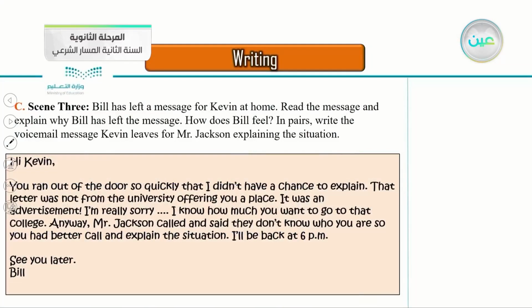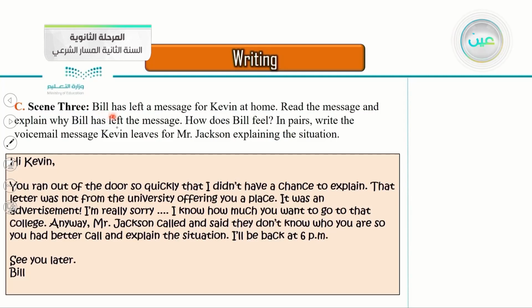Continuing here with exercise C, scene 3. Bill has left a message for Kevin at home. Read the message and explain why Bill has left the message. So this is a message from Bill to Kevin. How does Bill feel? In pairs, write the voicemail message Kevin leaves for Mr. Jackson explaining the situation. So there's a little bit of a mix-up, and Bill here is explaining.